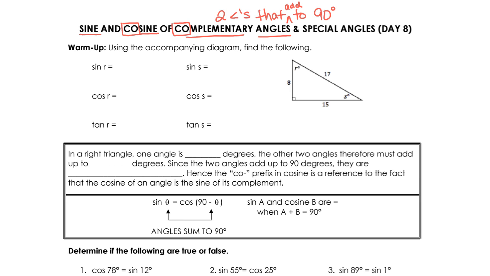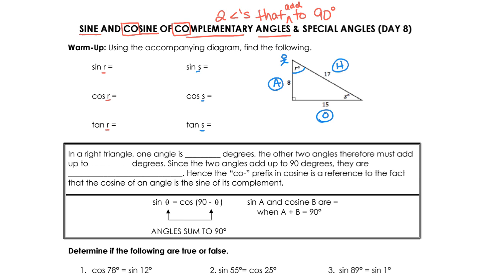Okay. But in the warm-up, it says using the accompanying diagram, find the following. So it looks like three of our trig functions here want us to read from angle R, and the other three want us to read from angle S. Okay, so let's go ahead and read from angle R first. And so we'll have our little stick person up here. Okay? And according to angle R, 15 would be the opposite side, 8 would be your adjacent side, and 17 would be the hypotenuse side.